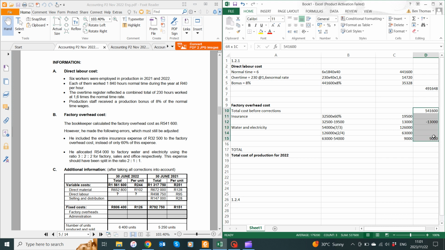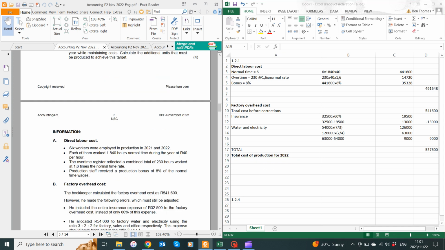Now, if you add those three together, and remember it's a minus over there, we're going to get our total. So let's quickly do that sum just to be sure. So now we're going to say 541,600 minus 13,000 plus 9,000. And that gives us 537,600 as the total, correct total for factory overhead costs. Okay, now we're going to move on to the total cost of production.